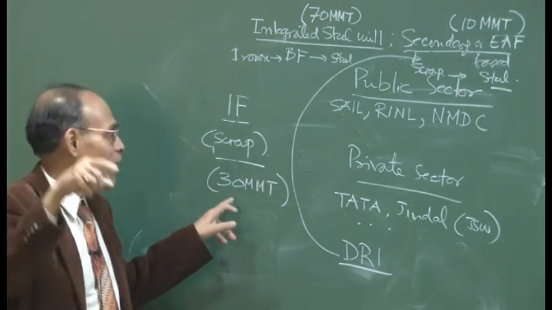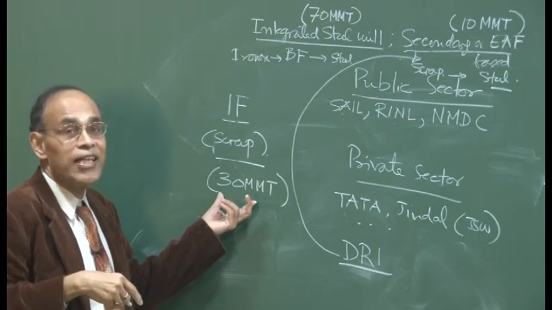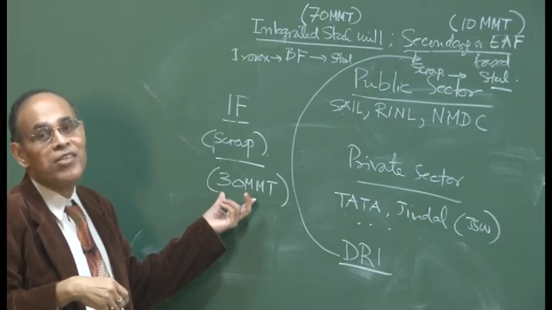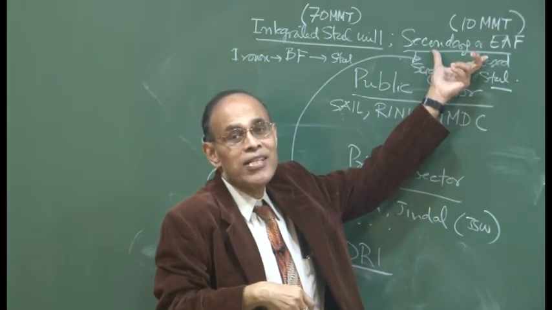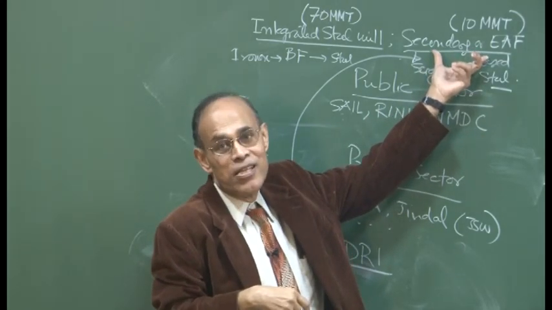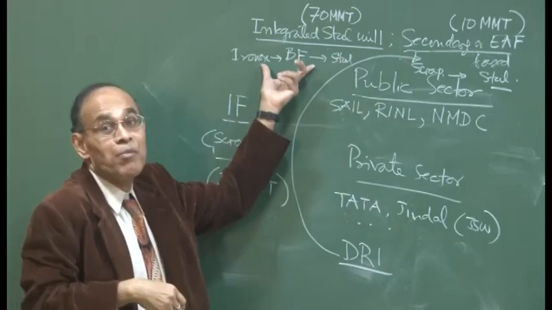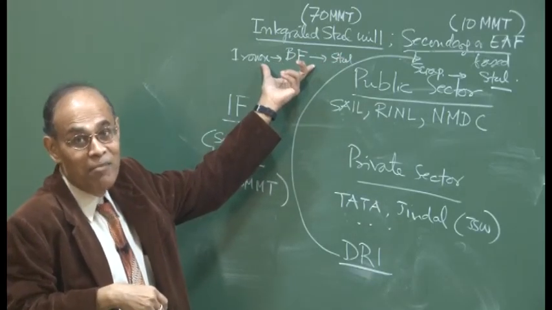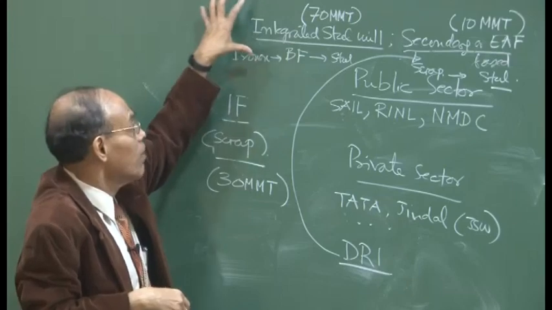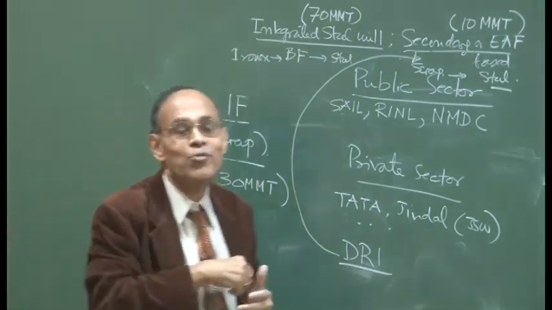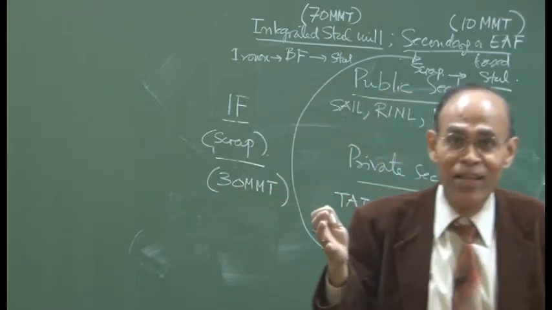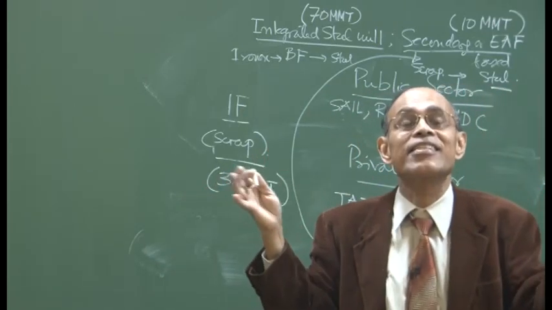Here and there you can find such plants mushrooming. Okay? Each plant may be producing thousands of tons of steel. Here, each plant may be producing several 100,000 tons of steel. Here, each plant may be producing million tons of steel per annum. So, million tons per annum, because integrated steel plants are enormous, they require land. Those of you who come from Jamshedpur or Vishakhapatnam must know the amount of land an integrated steel plant can use.